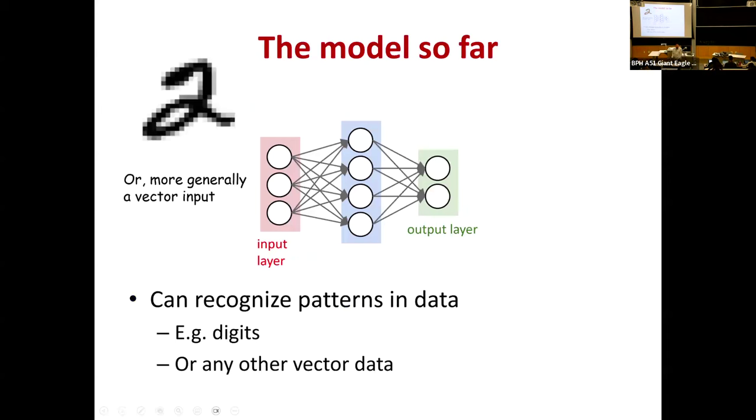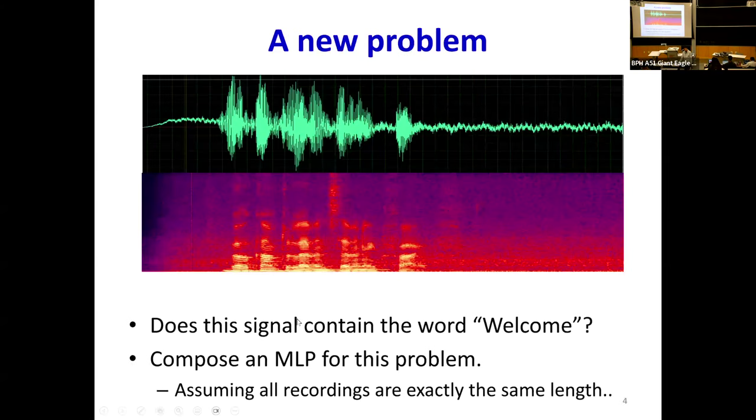The model we've used so far is something of this kind, a directed network of neurons arranged in layers. Some input went in, and you got some classification predictions for what the class might be, or the real valued output that you wanted in the output layer. Now let's change the problem.